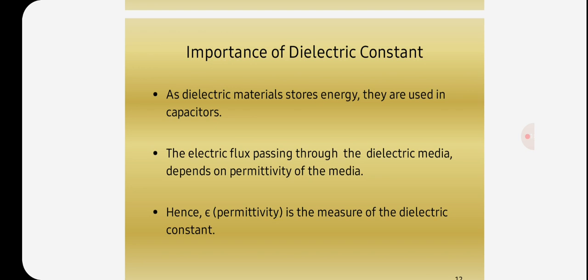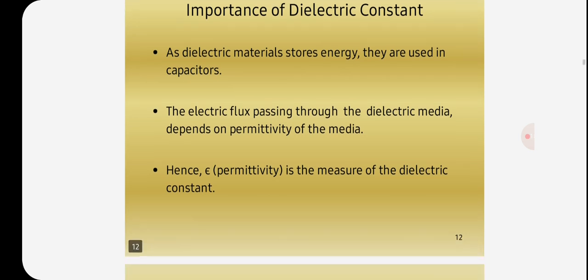The dielectric material stores energy. They are used in capacitors. The electric flux passing through the dielectric media depends on the permittivity of the media. Hence, permittivity is the measure of the dielectric constant.